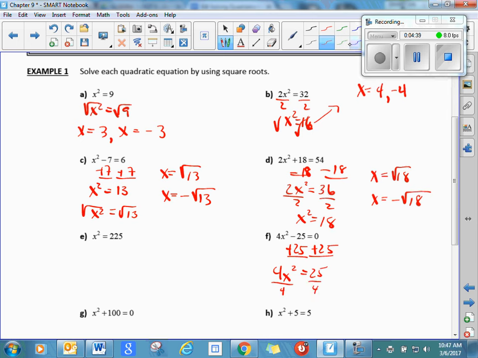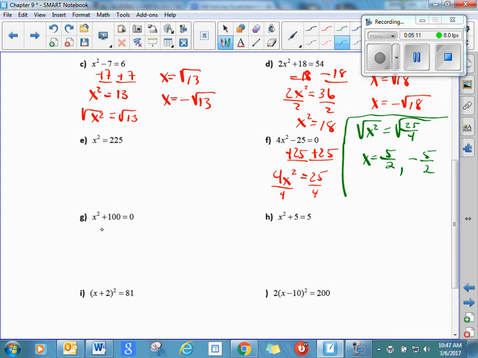So we have, let me get a different color going because I'm running into this problem. We have to take the square root of x squared, and we have to take the square root of 25 over 4. So x is going to equal the square root of 25 over 4 in its positive form, which is 5 over 2, because those are both perfect squares, and the negative of 5 over 2 as well. So that one worked out nicely.